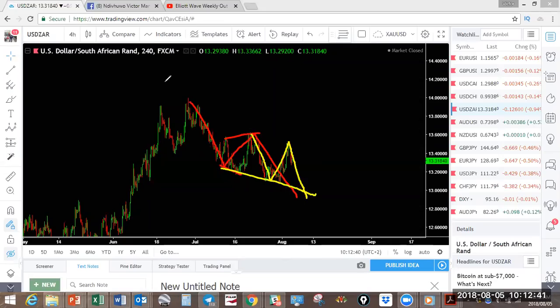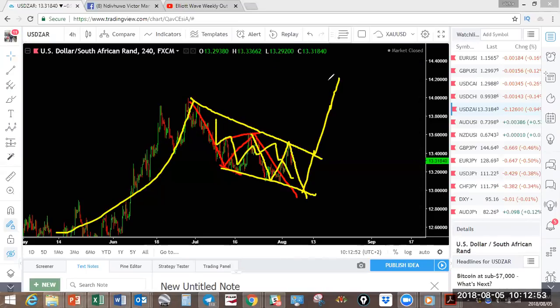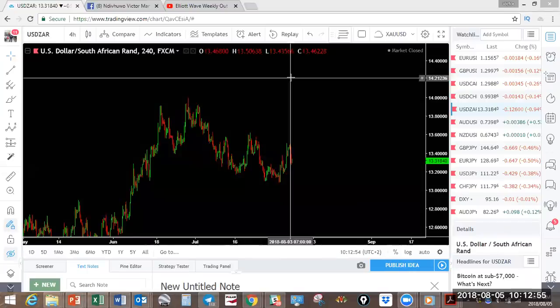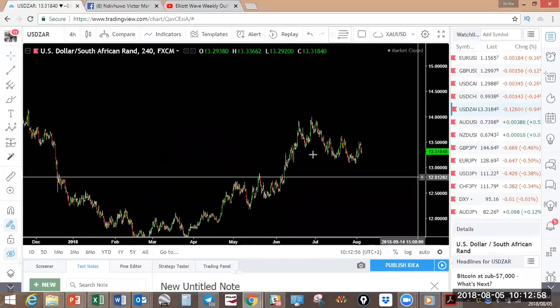Okay, so if that is the case, that means this is a whole correction that is correcting all of this move for another move to the upside. Okay, so not good news for the ZAR in the next coming days. We are busy correcting with this move, but it is only for upside. Okay, so keep an eye.